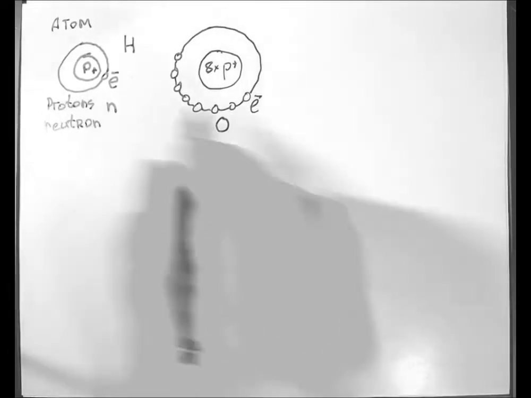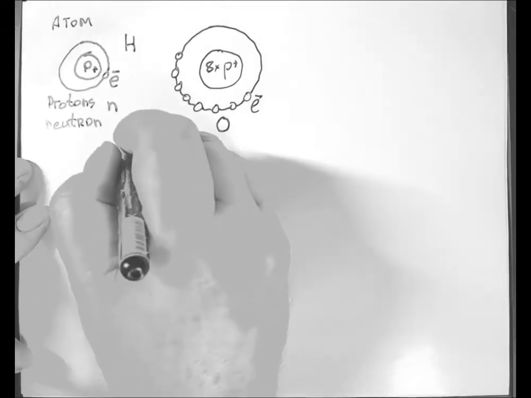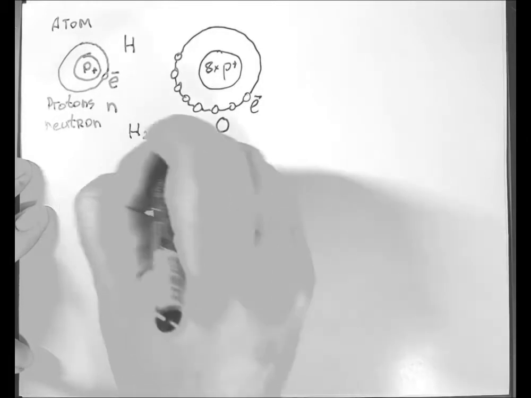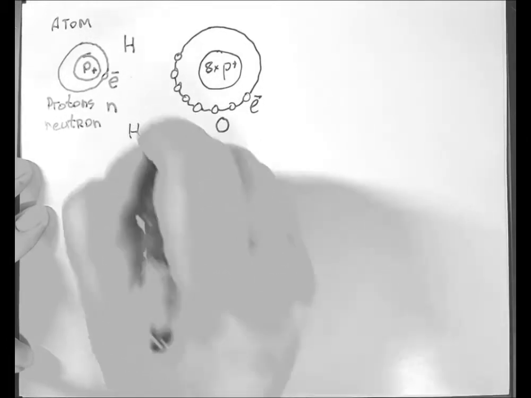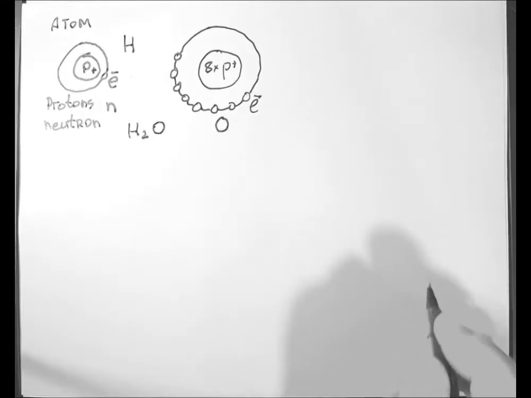So folks, when we connect these two elements, 2 atoms of hydrogen and 1 atom of oxygen, you get H2O, which is water. Water is the basis of everything that's alive. Now, what about metals? What about the electricity that metal is conducting?